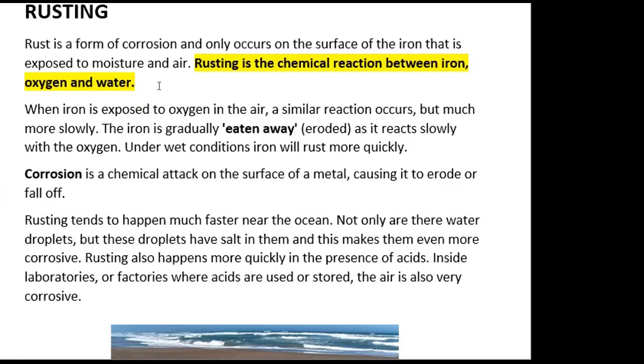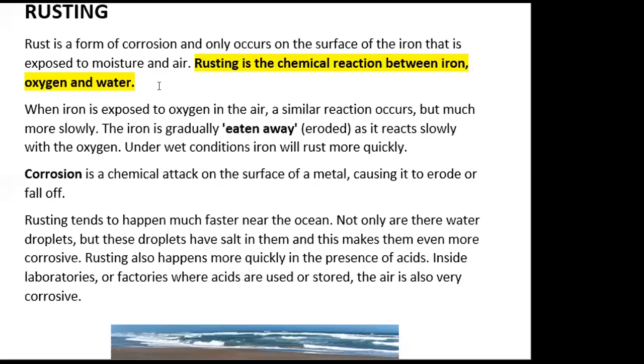All right, so I said that rust is a corrosion, and it occurs on the surface of an iron that is exposed to moisture and air. If you leave your bicycle outside in the rain, because of that water and that combination of air, you're going to wake up to a rusting type, what do you call it?